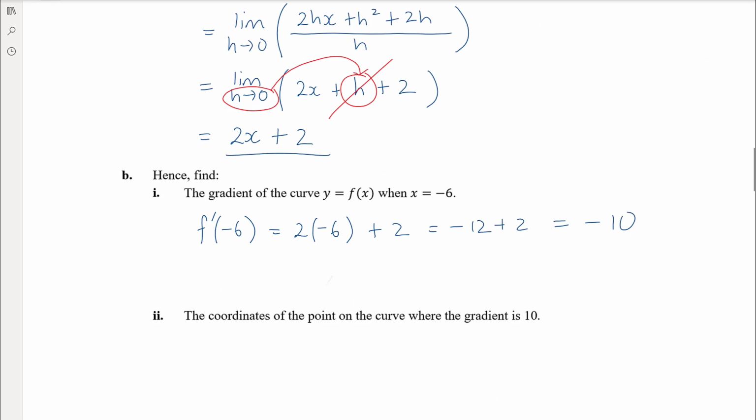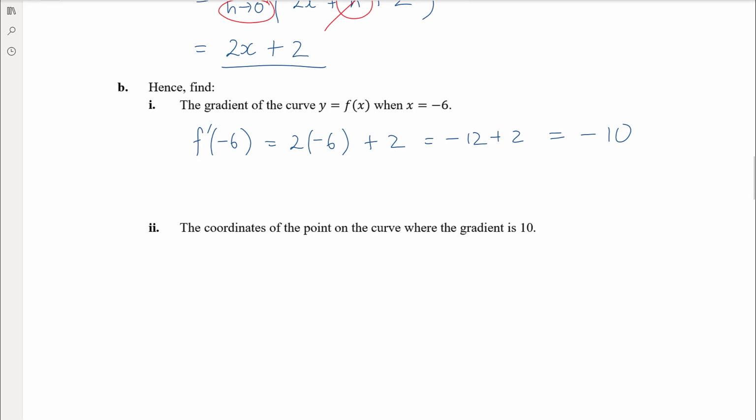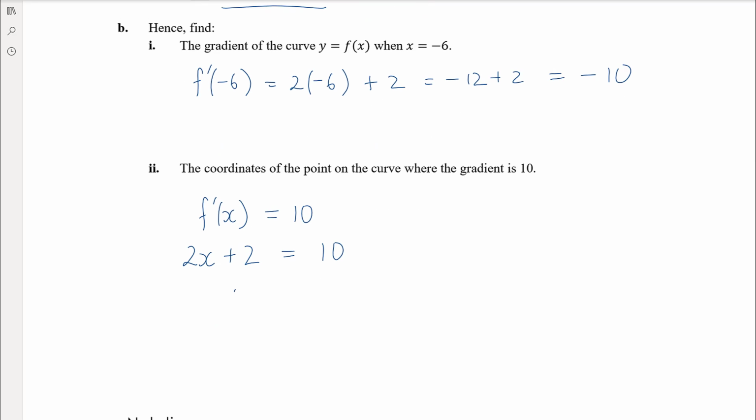Okay, part 2 of part B is to find the coordinates of the point on the curve where the gradient is 10. Again, f dash x is describing the gradient at any x value. So if we want to know where the gradient is 10, we want to know where f dash x is equal to 10. So that is where our derivative for this particular curve, 2x plus 2, is equal to 10. And that will happen when 2x equals 8, and therefore when x equals 4.